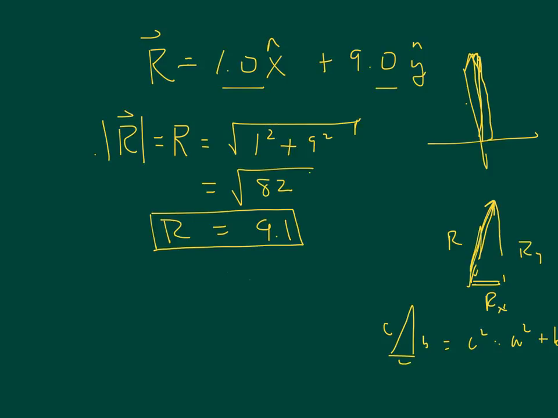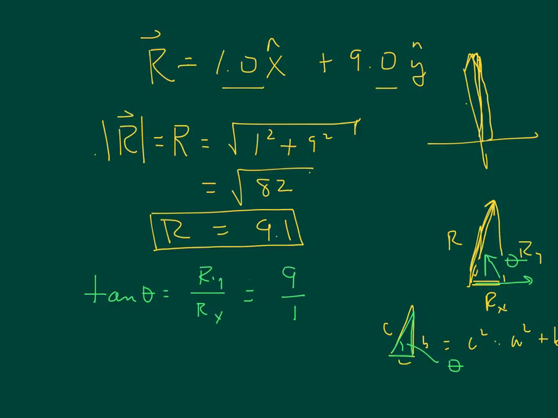Now suppose we want to find the angle that R makes here with the x-axis. We'll call that angle theta. Well, once again, if we look at the triangle here and look at theta being the angle, we see that the tangent of theta is equal to the y component over the x component. And in our case, that happens to be 9 over 1.